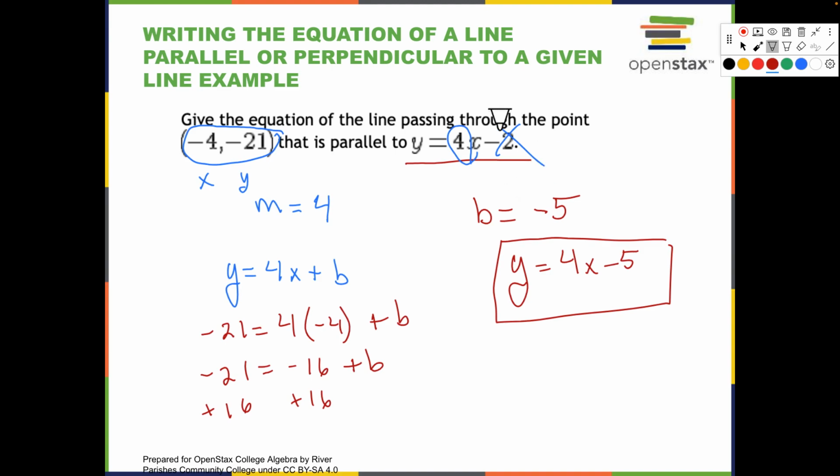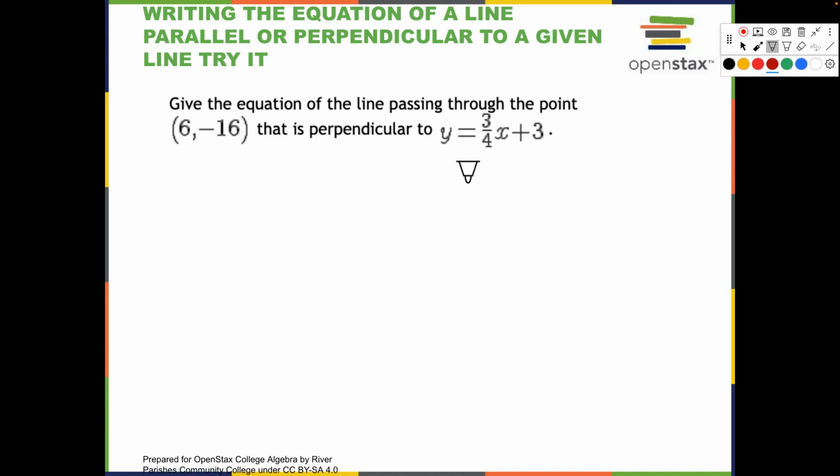The test will have a similar type question. The numbers will change and such. But whenever we want parallel, we just take that slope, use it, and plug in the point. Okay. If we want perpendicular, we sort of do the same thing, except we don't take the same slope, right?